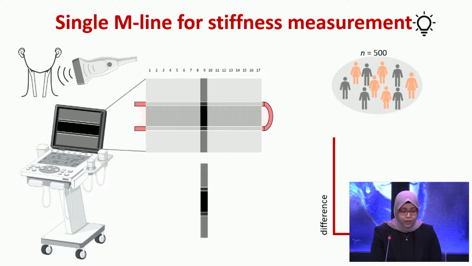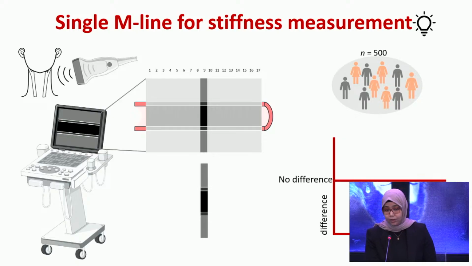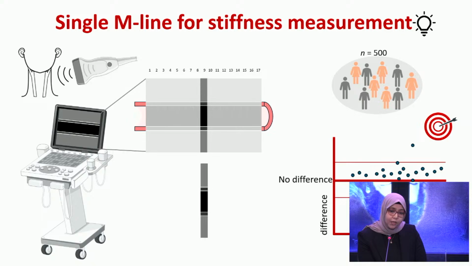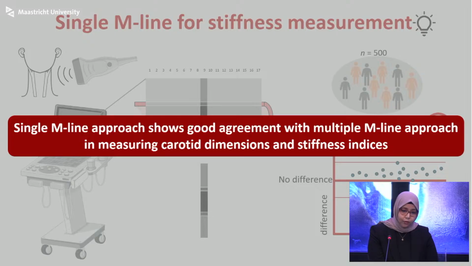If you see this graph, on the x-axis you have the mean, and on the y-axis you have the difference. If there is no difference between the two methods, you would get such dots, like no difference at all. In our case, we got such a distribution of the differences within the limits of agreement, which was acceptable. At this point, I concluded that the single M-line approach shows good agreement with the multiple M-line approach in measuring carotid dimensions and stiffness indices.